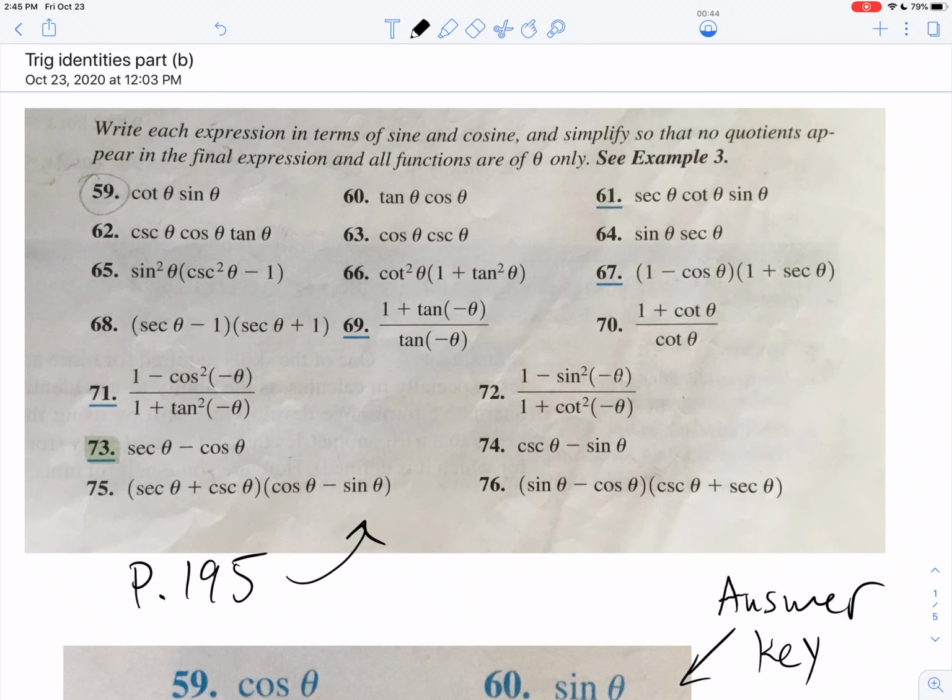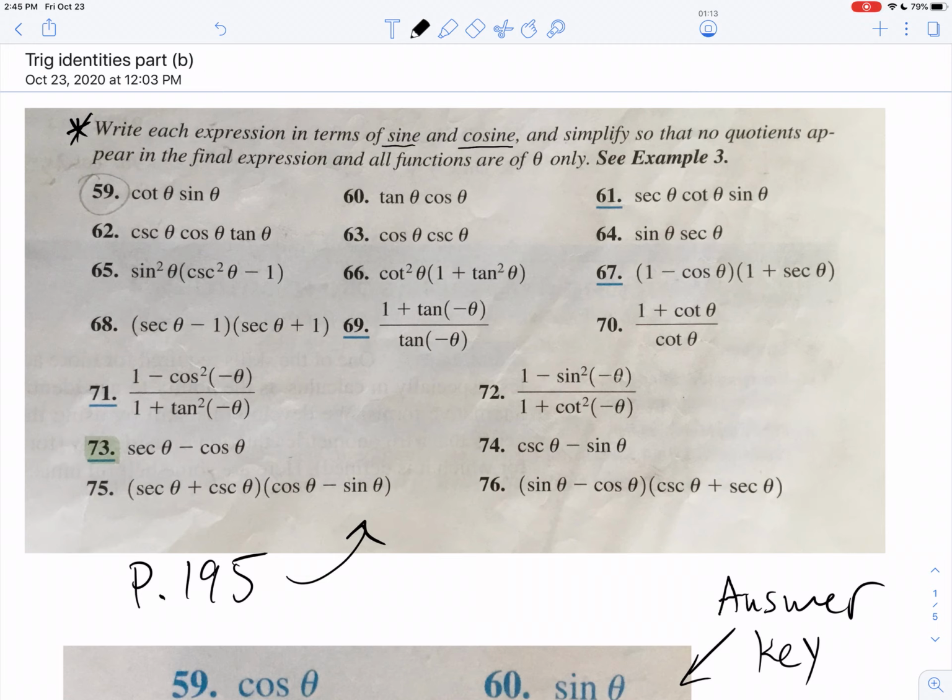So it says here in the instructions, write each expression in terms of sine and cosine. Okay, so right there, I'm going to try and make everything into a sine or a cosine. And then what do they want me to do? Simplify it so that no quotients appear. So that means they don't want any fraction answers. And all functions are of theta only.